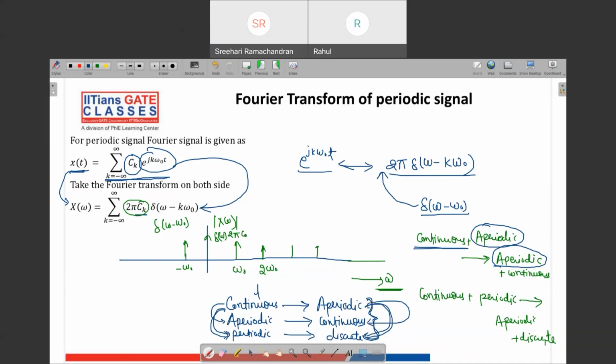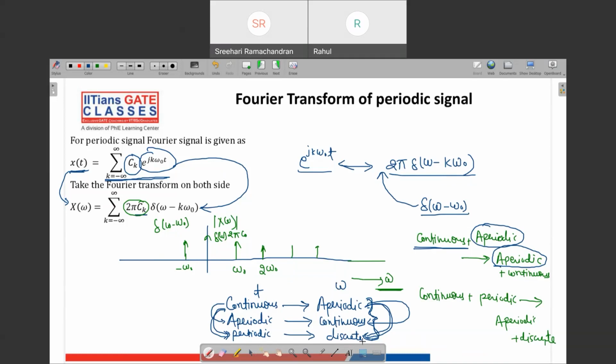So this is the time domain, and this is the frequency domain. Soon we will be seeing the discrete time also, and then this table will be complete. Till now, the only thing missing is the discrete time signal. What will happen to that in the omega domain?